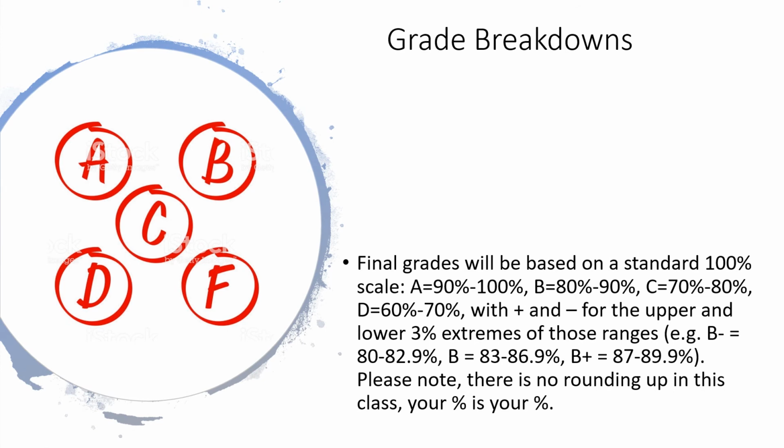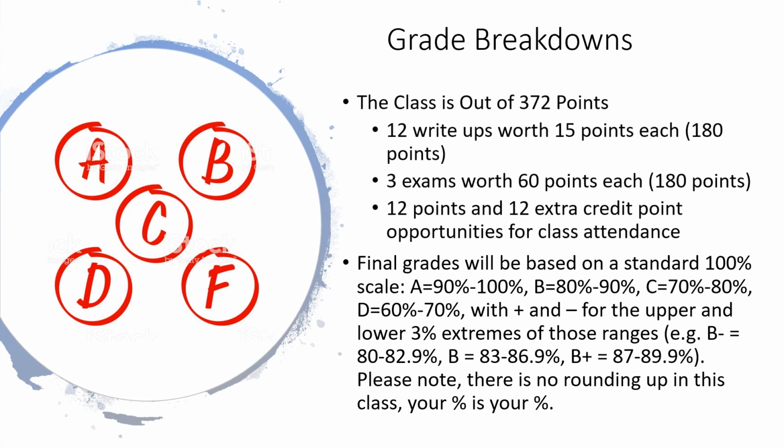How you're going to be graded for this class. The course is out of 372 points. That's primarily a split between the write-ups that you're going to have each week and the 3 exams. The 12 write-ups being worth 15 points each adds up to 180 points, and the 3 exams being worth 60 points each adds up to 180 points.